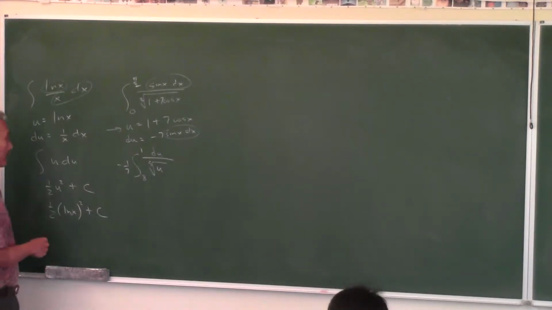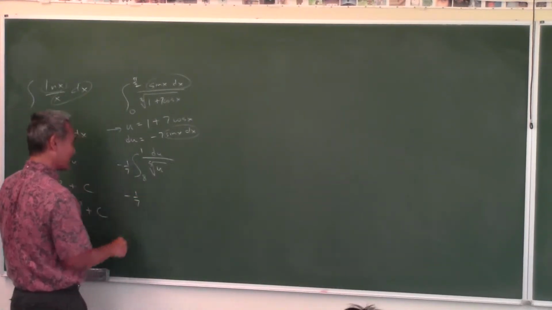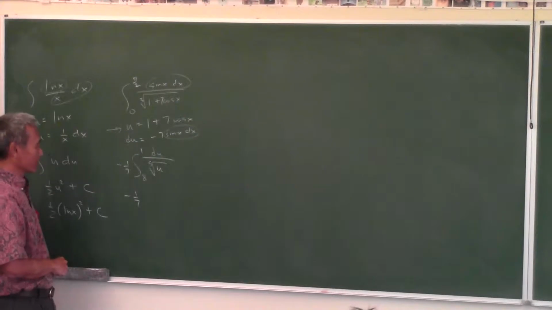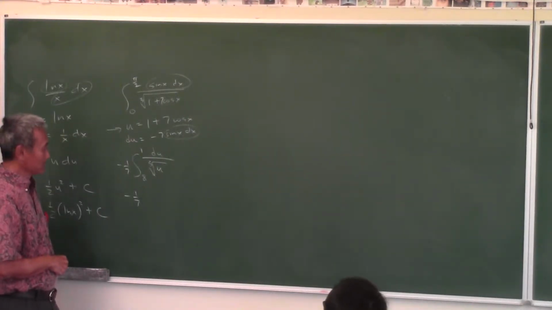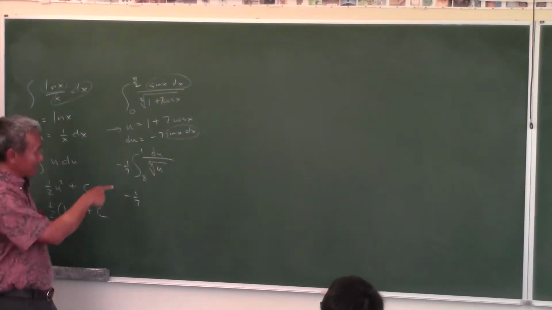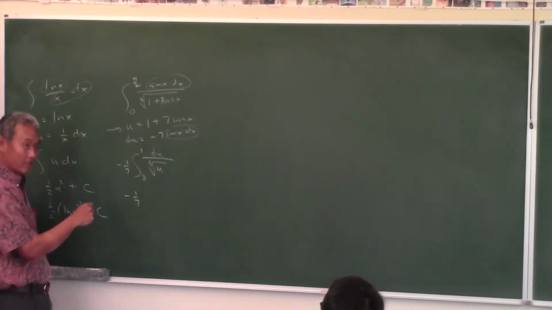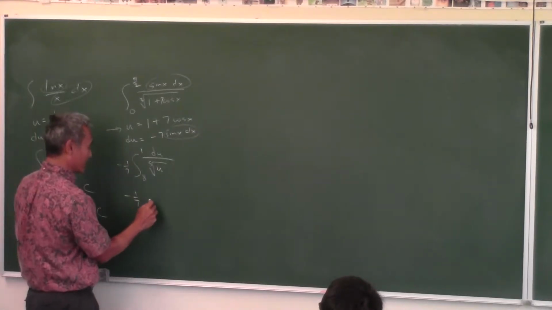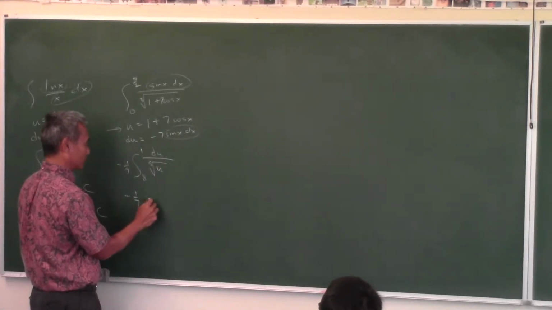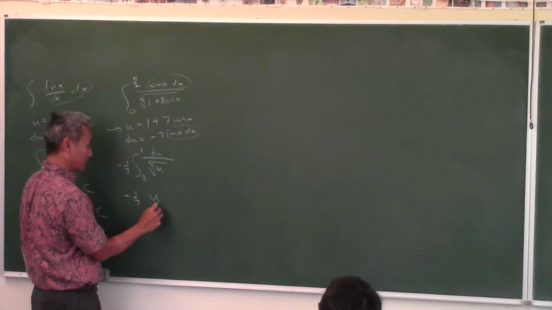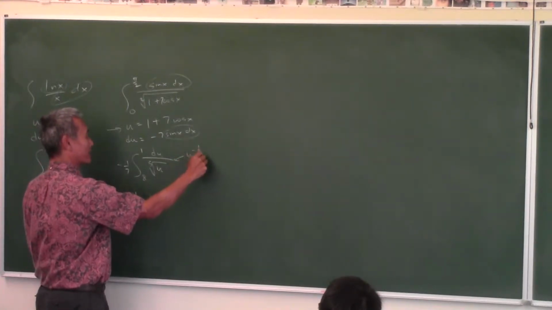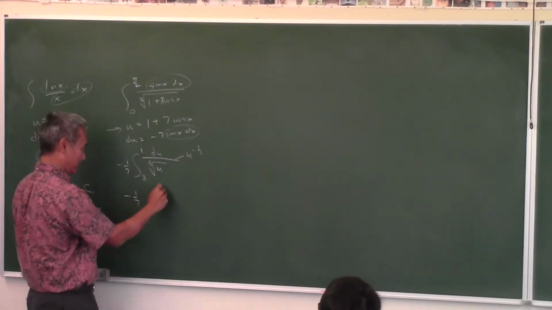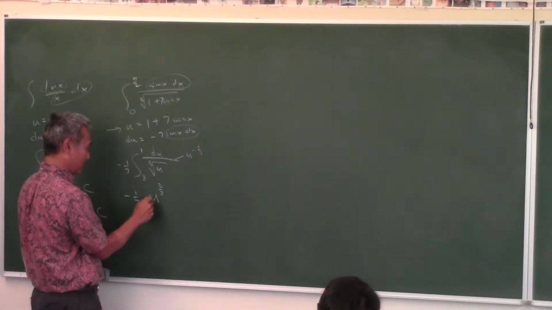This integral is on the list. So you get negative 1/7, and what is the integral of 1 over the cube root of u? What is the antiderivative? Because to compute an integral, you got to compute the antiderivative. This is the same thing as u to the negative 1/3, right? So u to the 2/3 over 2/3.